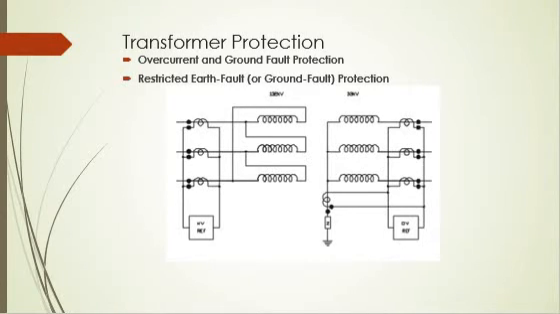The next is restricted earth fault or ground fault protection. The figure for it is shown here. Ground fault protection for each of the windings of a transformer can be provided by connecting the CTs as shown here, for delta and star connected transformer windings. This system uses the differential principle to detect ground faults within the transformer.